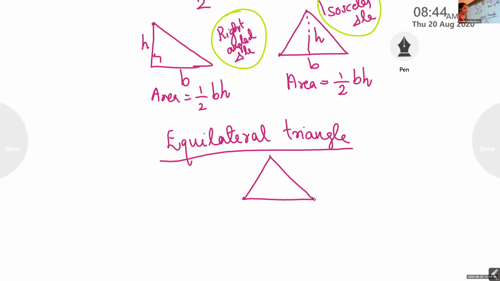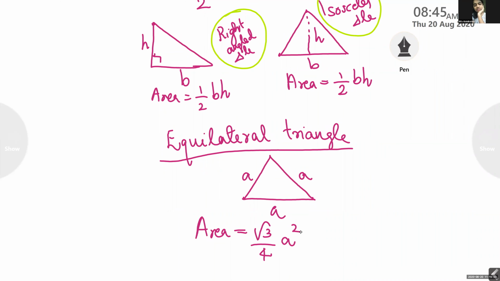Okay. So an equilateral triangle's area is, if the side is A, root 3 by 4 A square. Okay, children. These are the two types of triangles and areas we have studied. Root 3 by 4 A square, have you studied before? Yes or no? No, ma'am. Okay, so write this also. Equilateral triangle's area is root 3 by 4 A square.